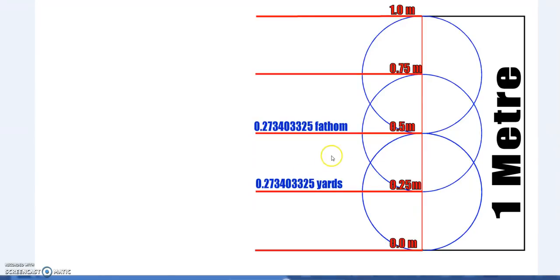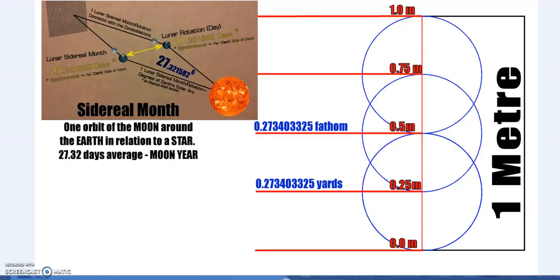But now, for instance, half a meter or 25 centimeters equals 27.34% of a fathom, or 27.34% of a yard in that instance. Why are these numbers important?